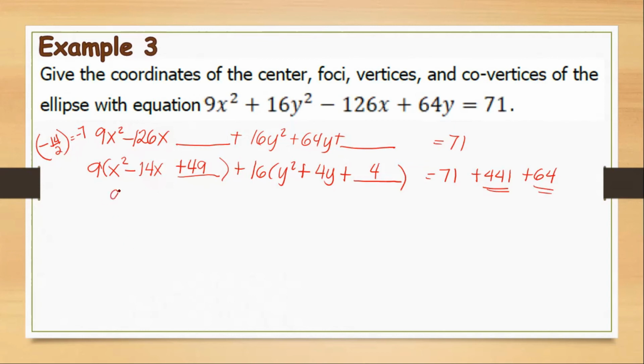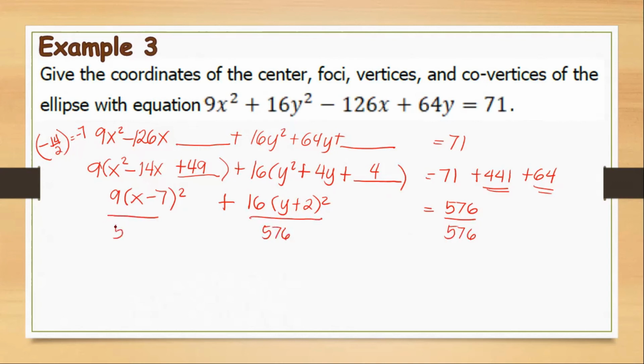So we now express this as a square of a binomial. We have 9 times (x minus 7) quantity squared, plus 16 times (y plus 2) quantity squared, equals 71 plus 441 plus 64. We get 576. Now, in order to have 1 on the right side of the equation, we should divide both sides by 576.